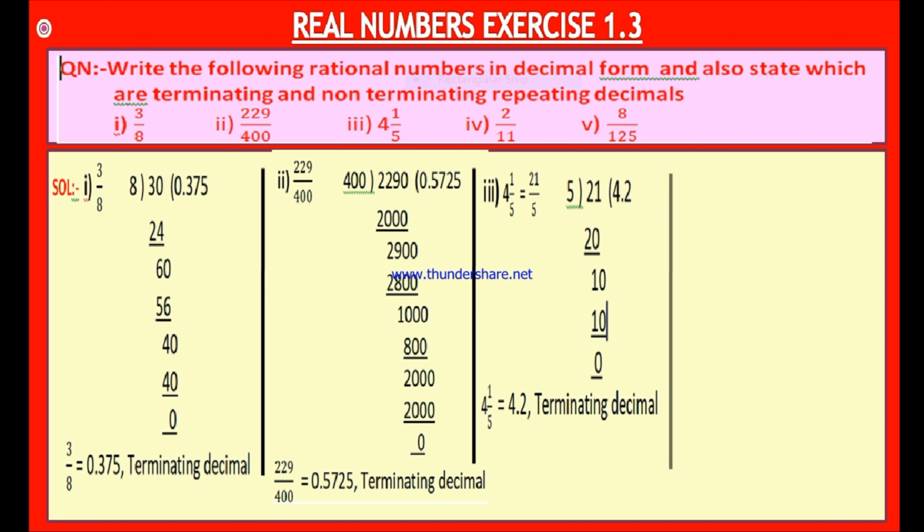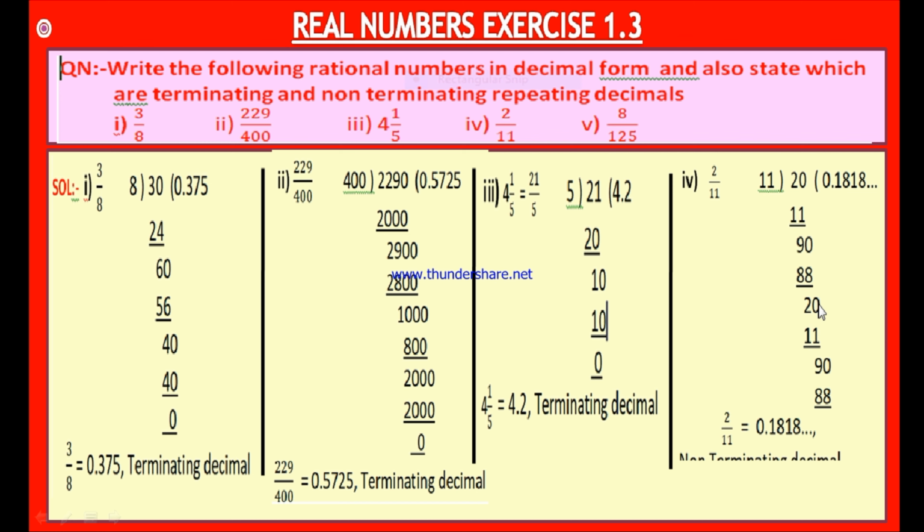Now look at the fourth part, 2 divided by 11. Let us divide 2 by 11. As you cannot divide, keep 0 point. It is 20. In 20, 11 goes one time, 1 into 11 is 11. If you subtract 11 from 20, you will get remainder 9. Now keep 0, 90. In 90, 11 goes 8 times, 88. And again you will get 2, then 20. 1 time 11. If you subtract, you will get 9, 90. In 90, 11 goes 8 times, and again you will get 2, like this.